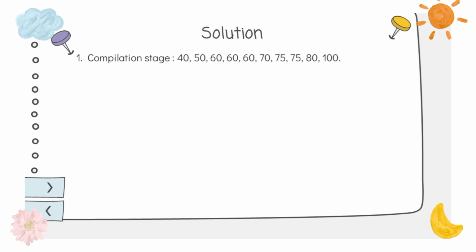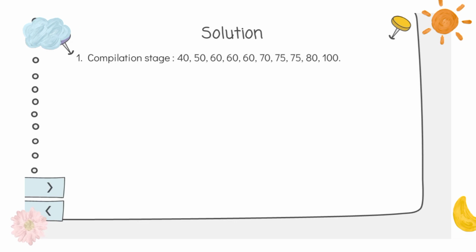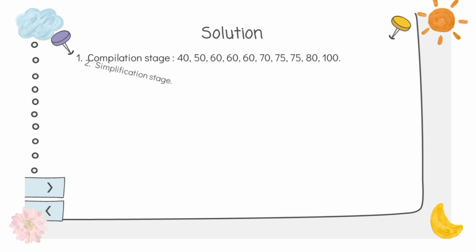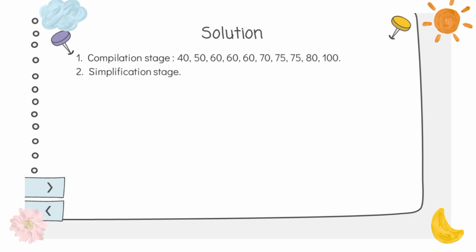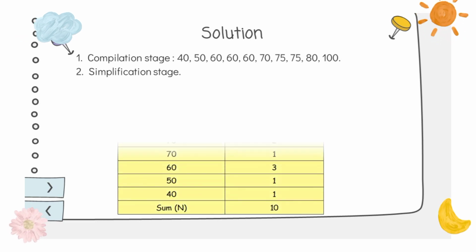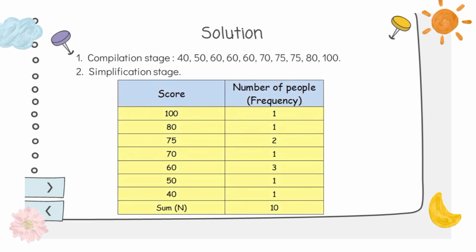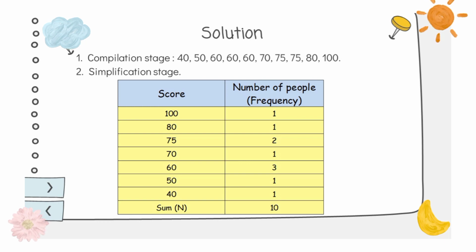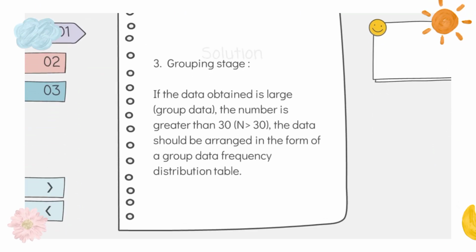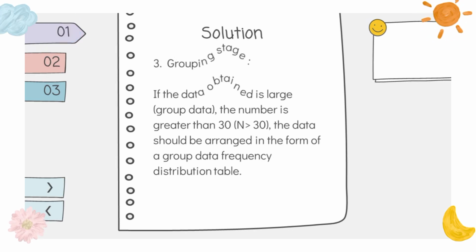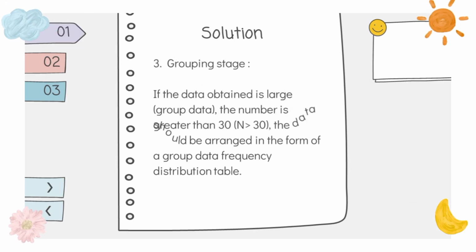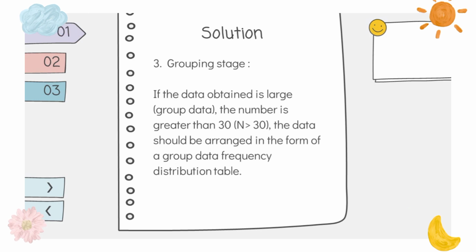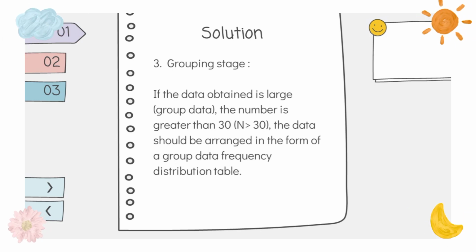And this is the solution. First, the compilation stage. We sort it from the smallest, which is 40, to the largest, which is 100. Second is the simplification stage. This is a table of the data that we have sorted along with the amount of data or frequency. And this table has a sum, or n, of 10. Third is the grouping stage. If the data obtained is large, the number is greater than 30, the data should be arranged in the form of a grouped data frequency distribution table.